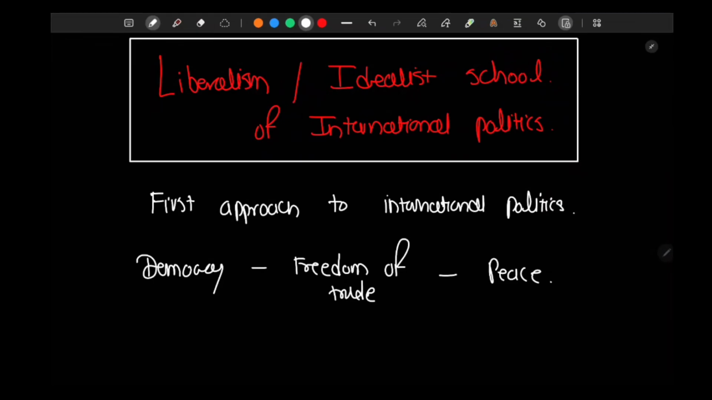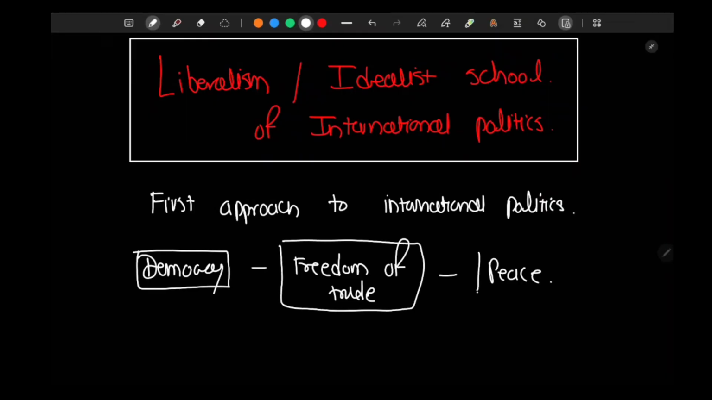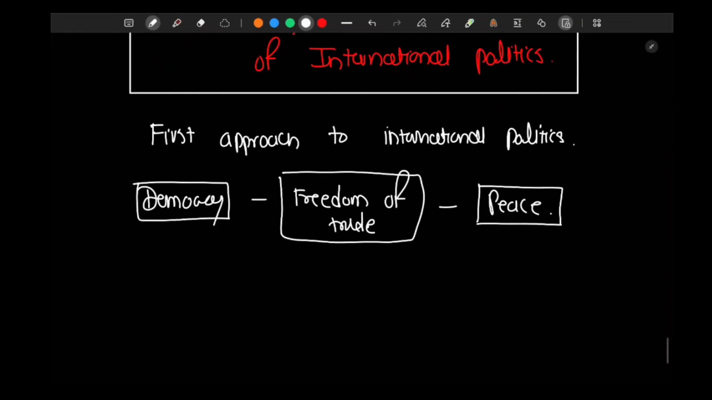When I take the principle of autonomy of self, the principle of rights, individualism, it gets translated on the political level as democracy, on the economic level as freedom of trade, and at the societal or systemic level as peace. And why did the liberalism or idealist school of international politics come? It came for the same reason: peace, democracy, freedom of trade.